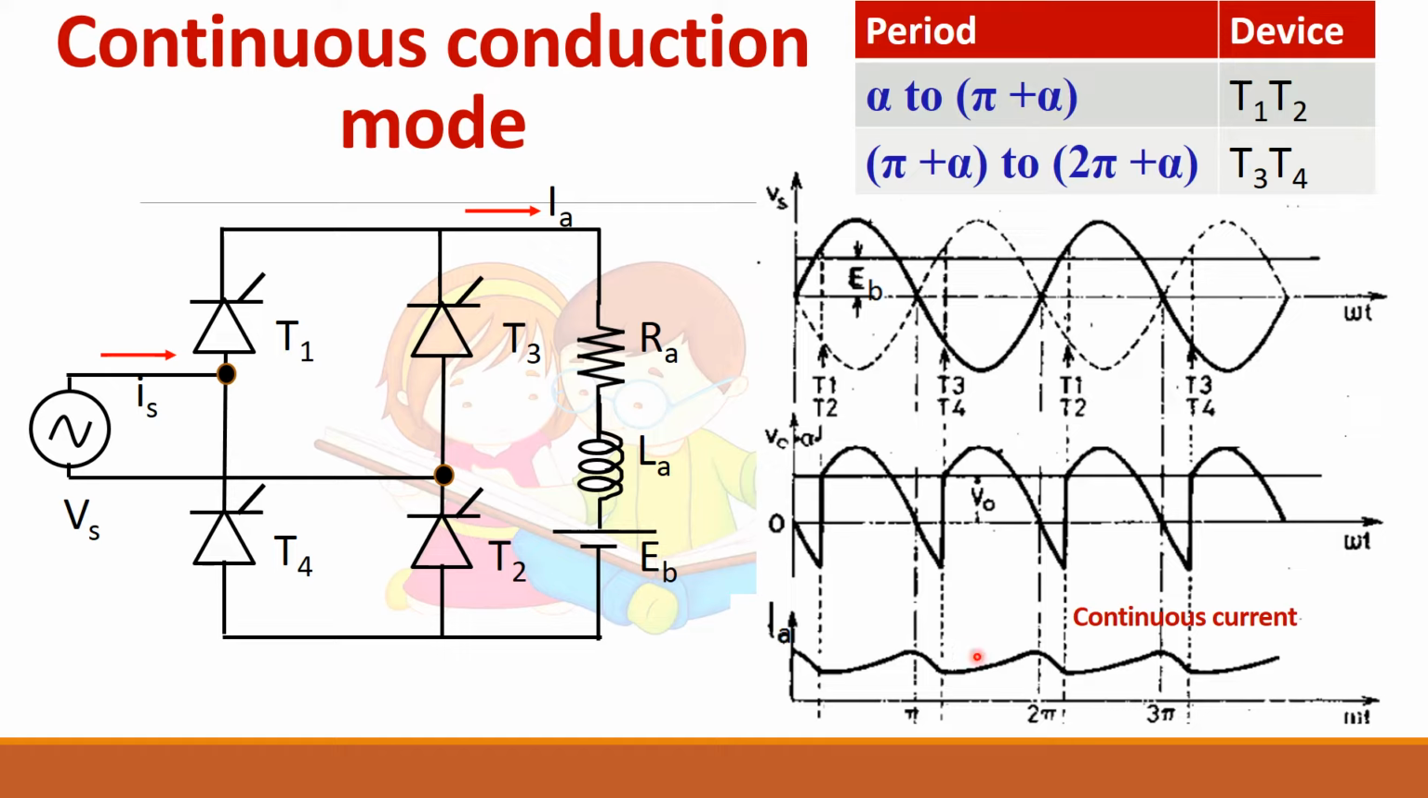It is given by a waveform like this. You can also draw it as a straight line, because some books give it as a straight line. If you consider the inductance to be a very high value, you will get a straight line, so you can draw it like this also.